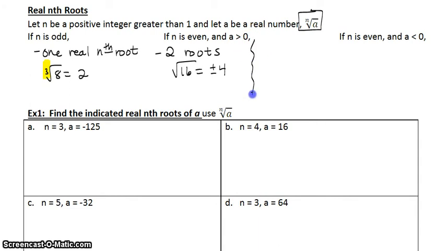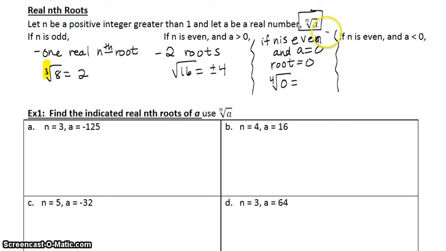There's one thing we're going to add in the middle here that wasn't on your original sheet. If n is even and a is equal to 0, then the root is 0. So here's what this means. This makes sense if I write this out. For example, no matter what, the fourth root of 0 is 0, the square root of 0 is 0. Any root of 0 is equal to 0.